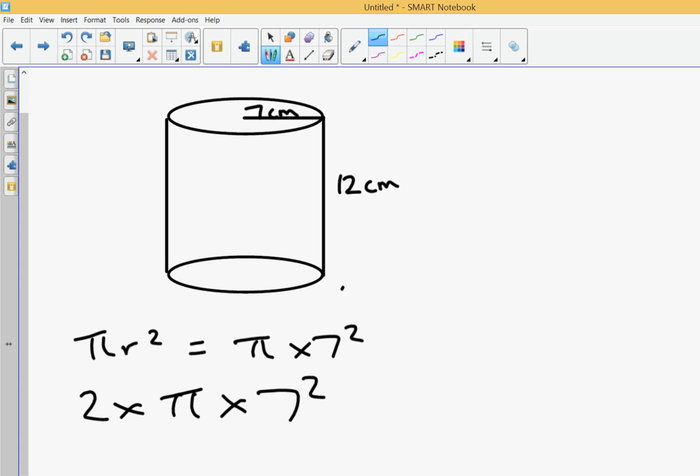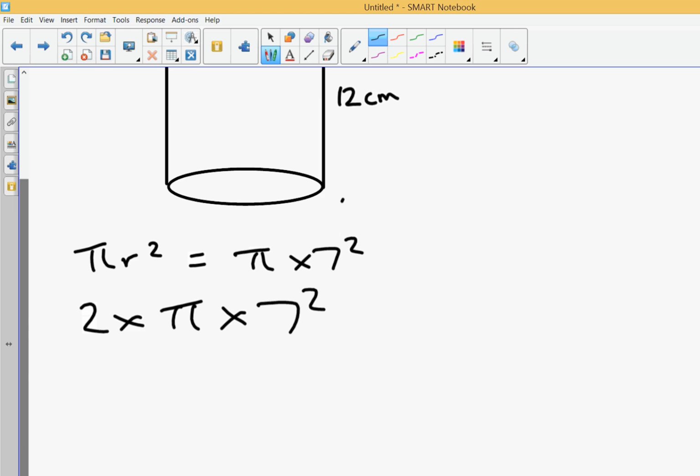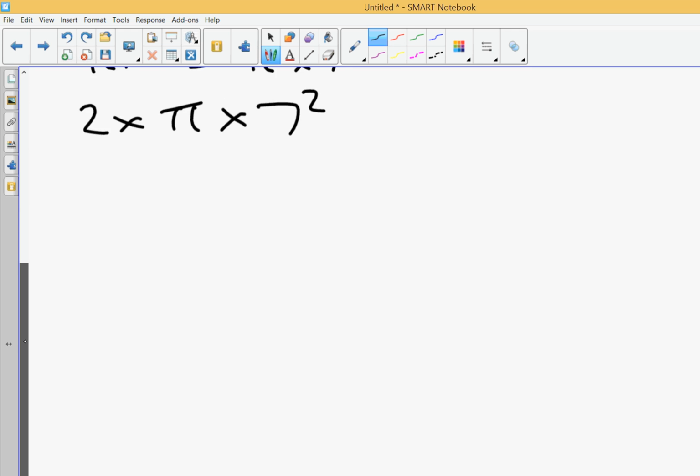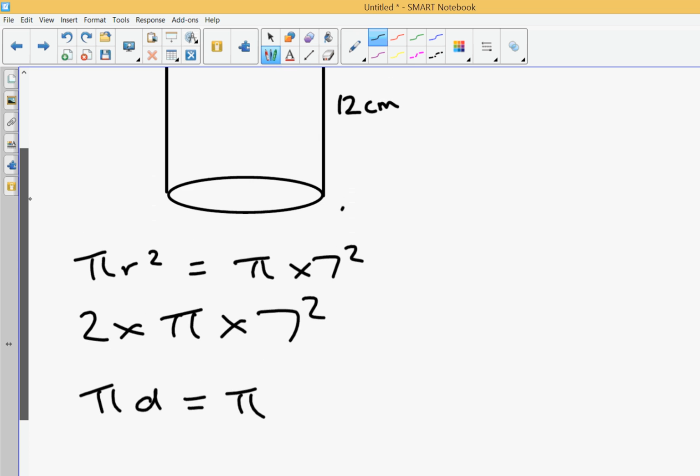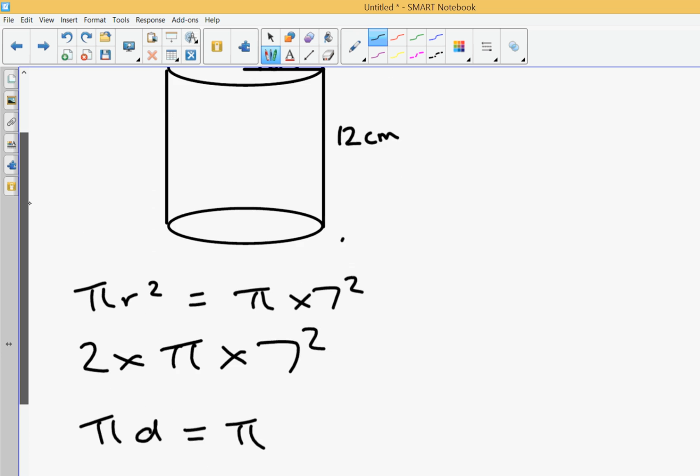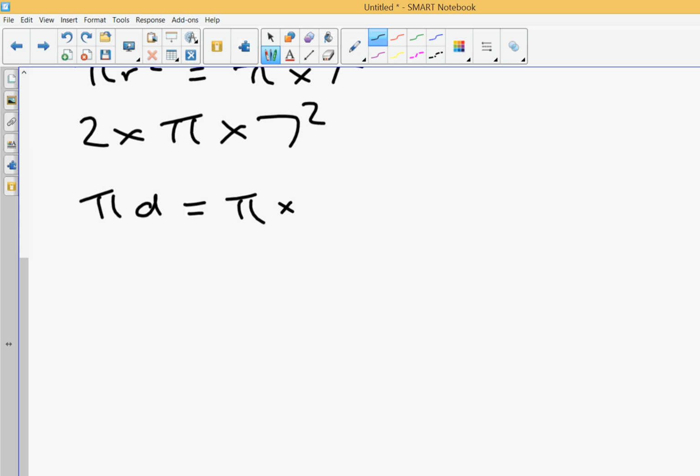So now think about the rectangle. The length of the rectangle, the top of it, is made up of the circumference of the circle, because when I unfold the circumference, I get the top of the rectangle. And we know that the formula for the circumference of a circle is pi times the diameter, or 2 times pi times the radius, whichever you prefer. So pi times the diameter: the radius is 7, so the diameter is going to be 14, so pi times 14.